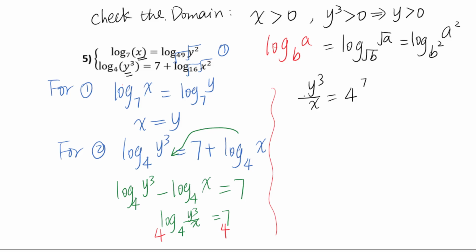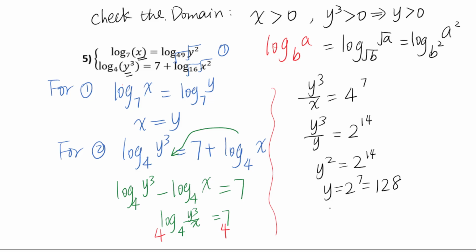Since x equals y, we can change this into y to the third power over y equals 4 to the 7th power, which is 2 to the 14th power. Reduce: y squared equals 2 to the 14th power. Then y equals 2 to the 7th power equals 128. Then x equals 128. So the solution to this system of equations will be (128, 128).